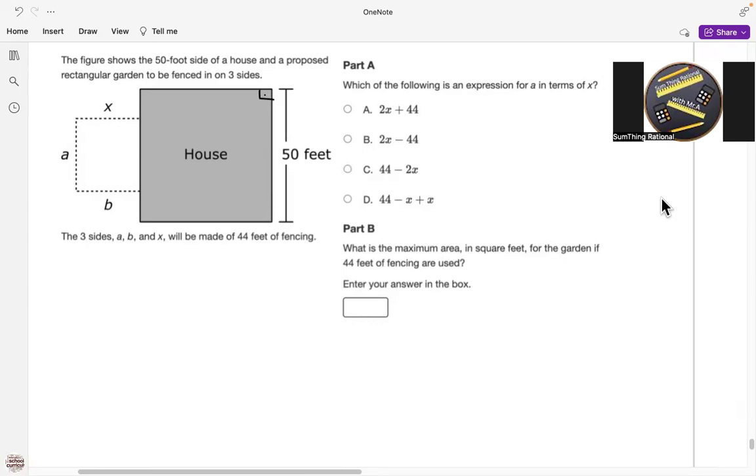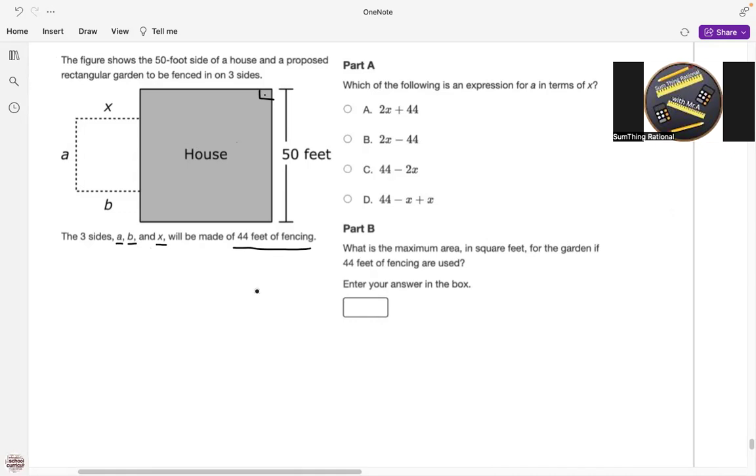So here there is a house in the figure. Next to that house, adjacent, a rectangular garden will be fenced and put there. Three sides of the rectangular garden are given already here, A, B, and X. And the total fencing that will be used is 44 feet.